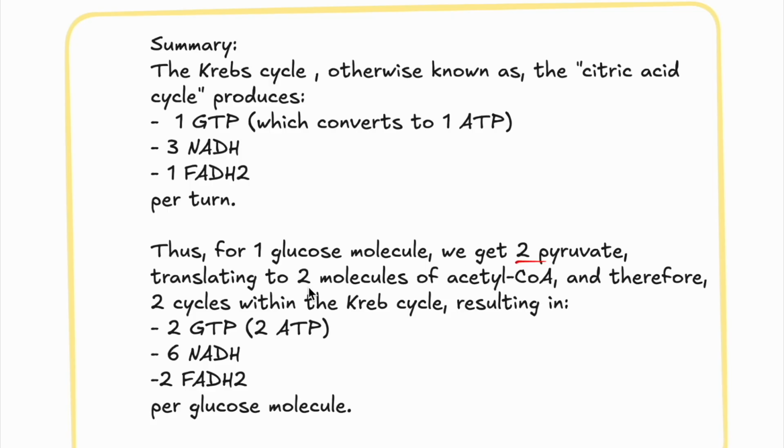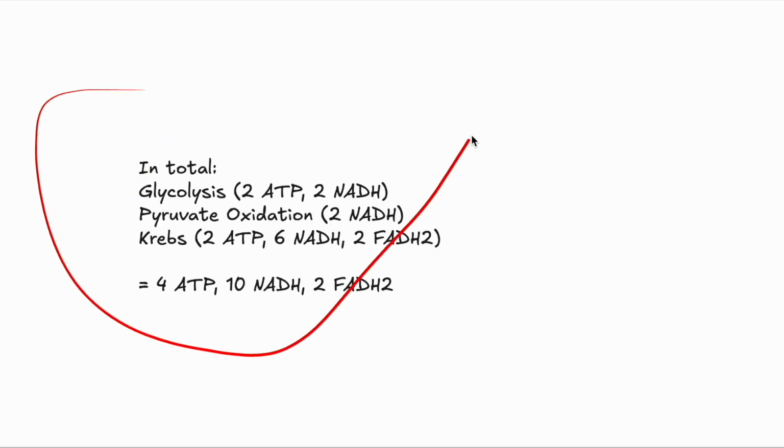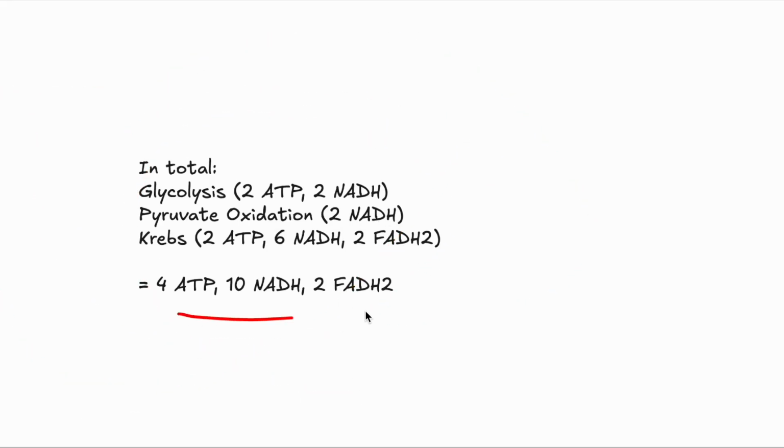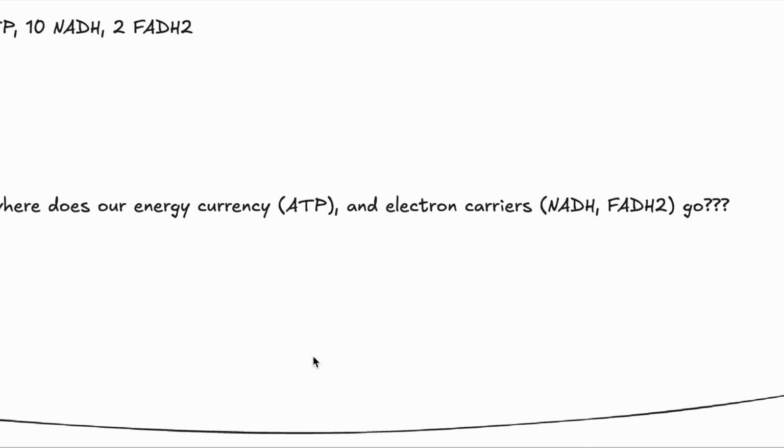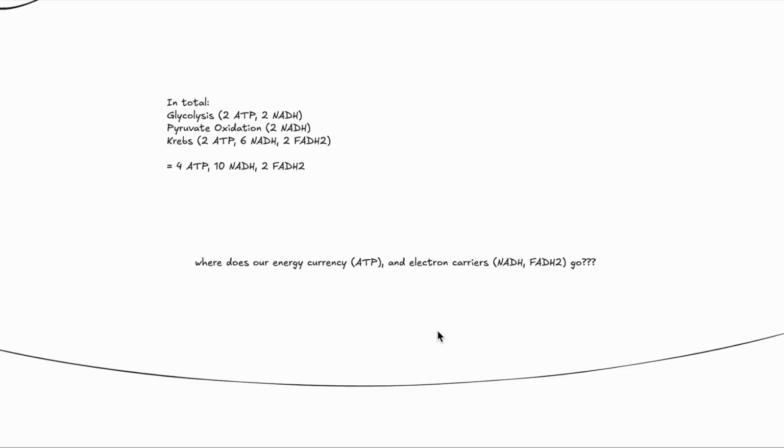Thus, from 1 glucose molecule, we get 2 pyruvate, translating to 2 acetyl-CoA, and therefore 2 cycles of the Krebs cycle, resulting in 2 GTP, 6 NADH, 2 FADH2 per glucose molecule. So in total, we'll have 4 ATP, 10 NADH, and 2 FADH2. So where does our energy currency, aka ATP, and electron carriers, aka NADH and FADH2, go?